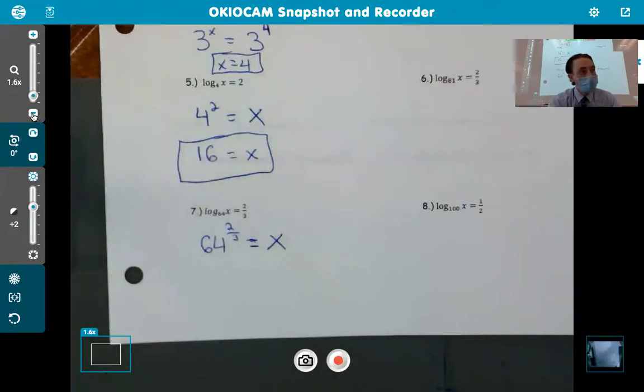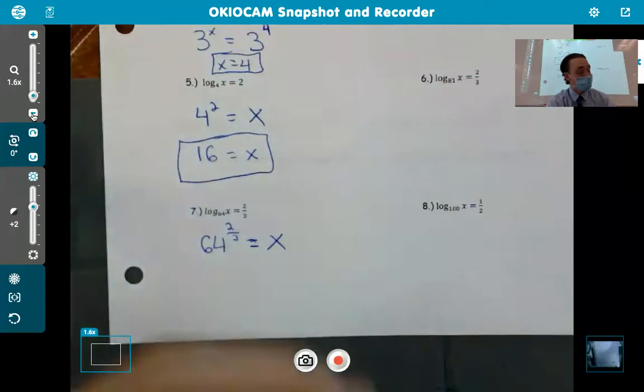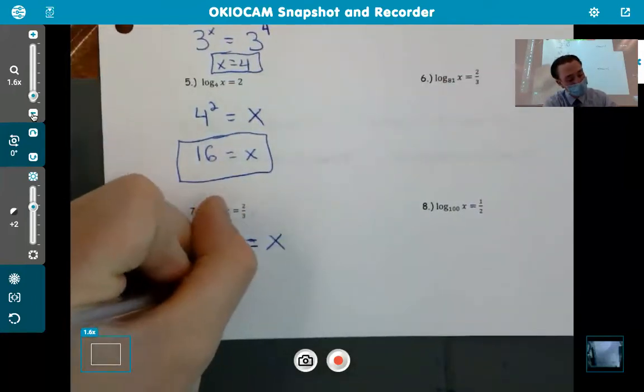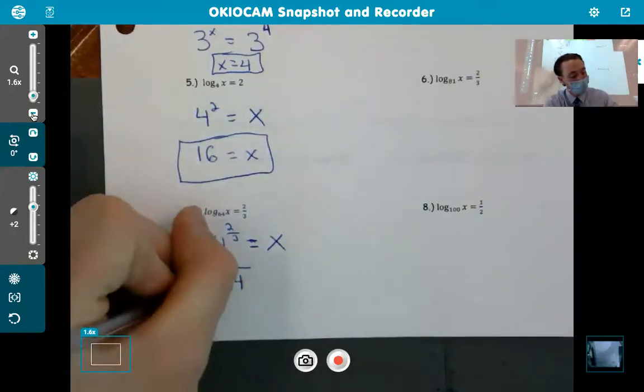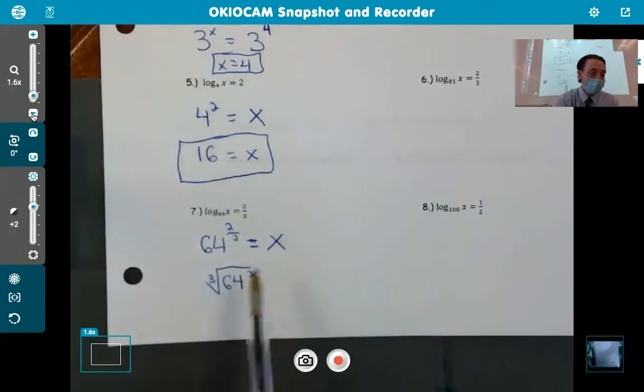If something's raised to the 2/3 power, right? Anytime we see a fractional exponent, that means that I have a radical with that number underneath. What root am I taking? In other words, what's the index here? 3. So I'm taking the cubed root, which means I'm squaring inside. Well, what's the cubed root of 64? What number can I multiply by itself 3 times to get 64? What was it? 4.